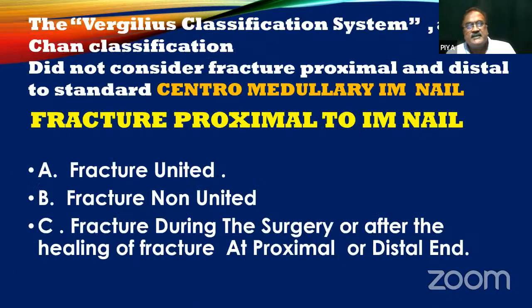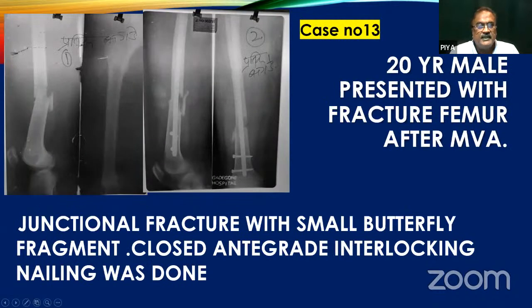So the Vancouver classification system and the Chance classification system did not consider fracture proximal and distal to a standard centromedullary IM nail, whether the fracture united, fracture non-united, fracture during the surgery or after the healing of fracture at proximal and distal. So very sparse literature is available. When you use a centromedullary nail, it is only available for a distal femoral nail and proximal femoral nail. So I will show you an example.